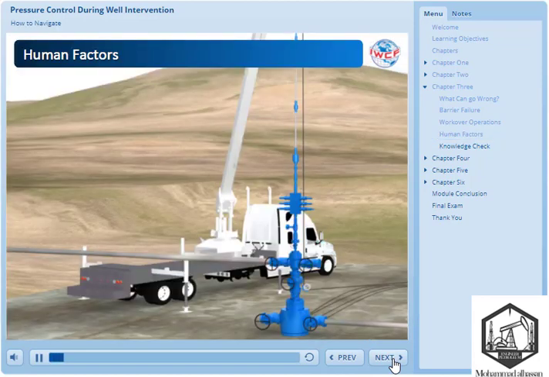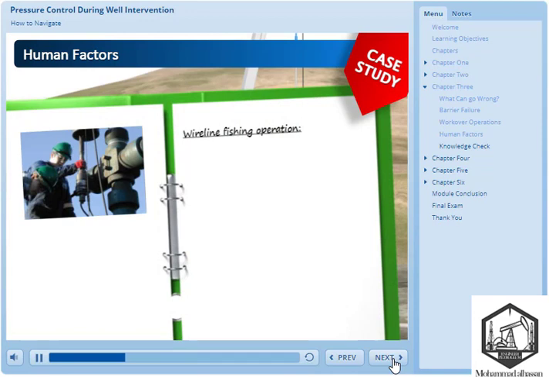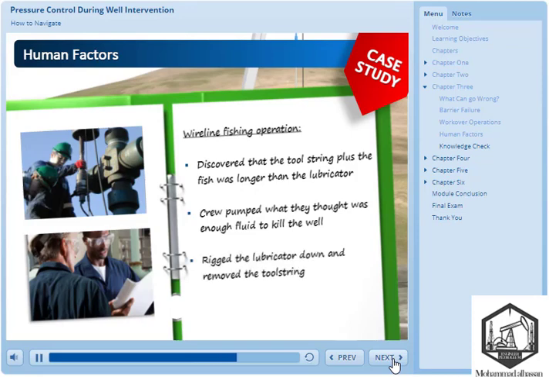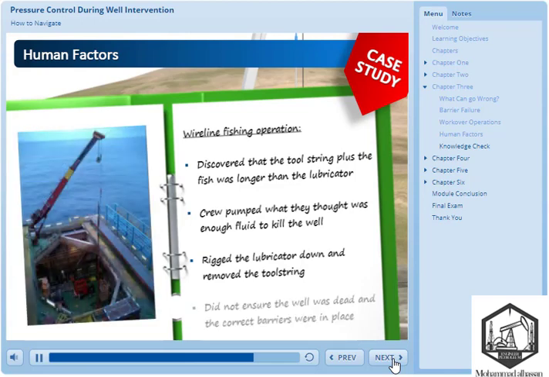Let's look at how human factors could potentially cause issues during well intervention operations. During a wireline fishing operation, when the fishing assembly was recovered to surface, it was discovered that the tool string plus the fish was longer than the lubricator. The crew made a decision to pump what they thought was enough fluid to kill the well. Then they rigged the lubricator down and removed the tool string without ensuring the well was dead and the correct barriers were in place. This could have led to a major incident.